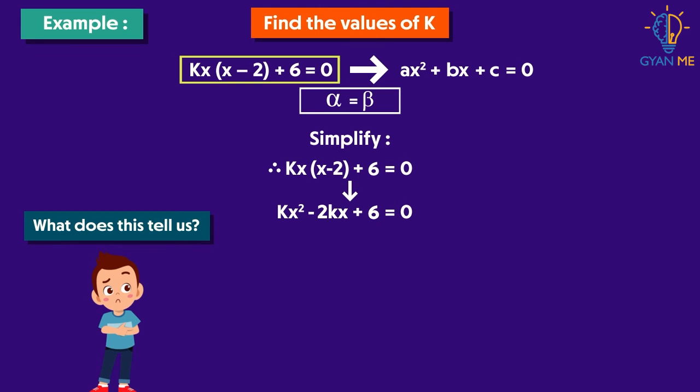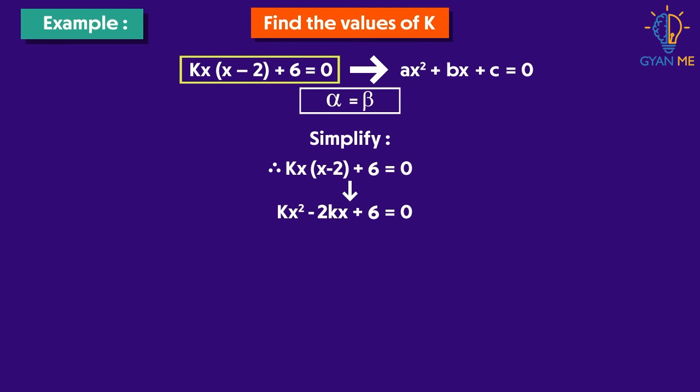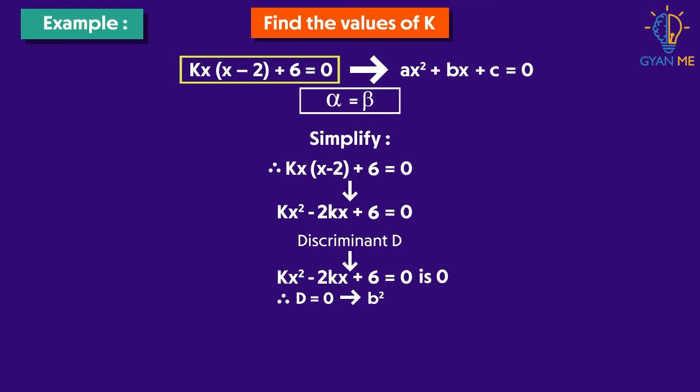Now we are given one condition, that this quadratic equation has two equal roots. What does this tell us? Take a pause and think for a second. Yes, I'm sure you must have got it. This information tells us that the discriminant D of the equation kx square minus 2kx plus 6 equal to 0 is 0. Therefore, D is equal to 0. Now we know D can be calculated by b square minus 4ac. So therefore, it is also equal to 0.